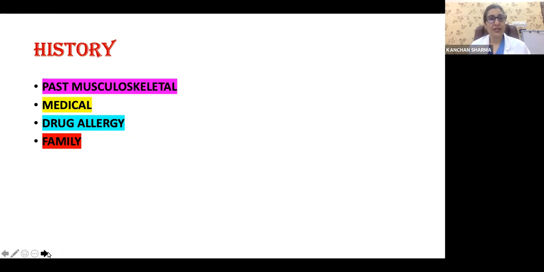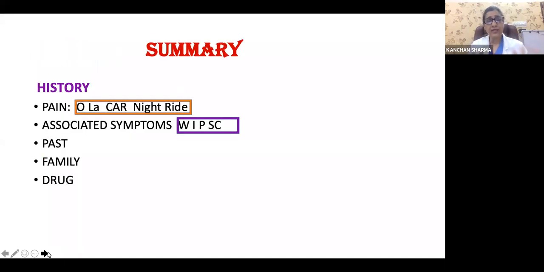Do ask about the family history, whether somebody is having the same pain or not. And we will be having an elaborate discussion on this in our subsequent classes. So now this is the summary. What you need to remember is these two. You want to get an Ola cab, night ride. Where you want to go?